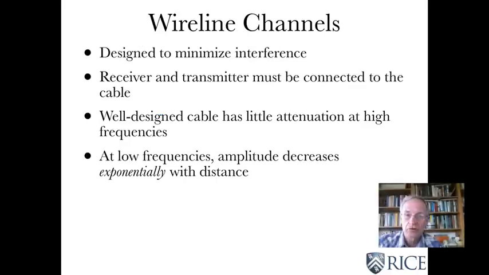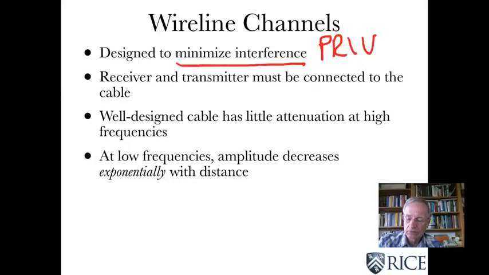So let's summarize the characteristics of wireline channels. They're especially designed to minimize interference using twisted pair or coaxial cable. No crosstalk, so you have privacy in a wired communication system. However, the bad news is that receiver and transmitter must be connected to the piece of cable. Like I said, you can have multiple receivers and multiple transmitters, but they have to be connected together. There's no flexibility in moving around. They're sort of tethered to the cable.